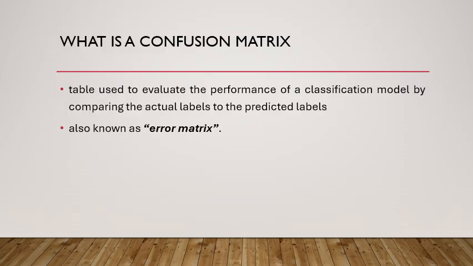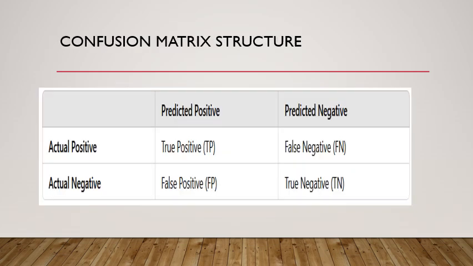So first, let's define what a confusion matrix is. A confusion matrix is a table used to evaluate the performance of a classification model by comparing the predicted labels and the actual labels. It is also known as an error matrix. A confusion matrix also provides a comprehensive view of how well the model is performing and where it may be making errors. It provides insight into the performance of a classification algorithm.